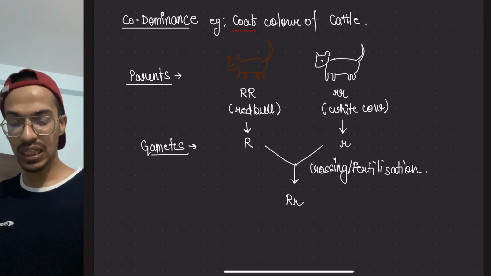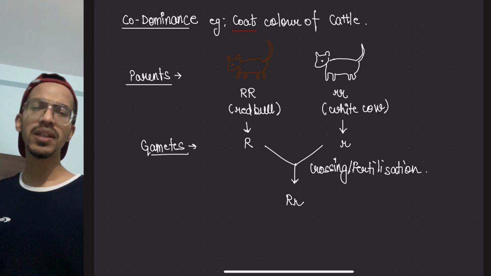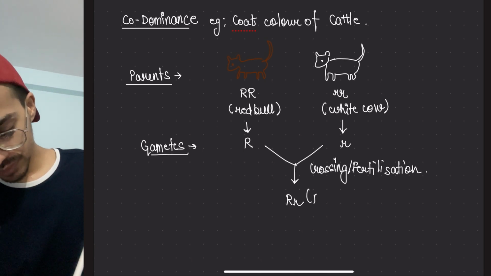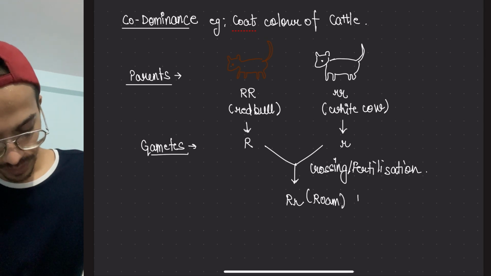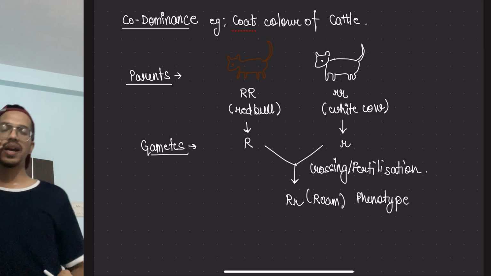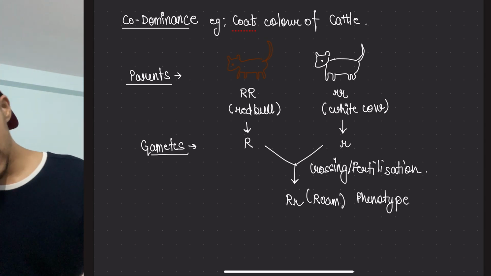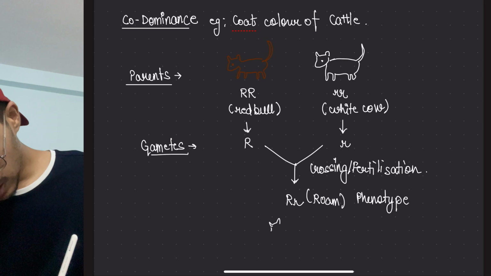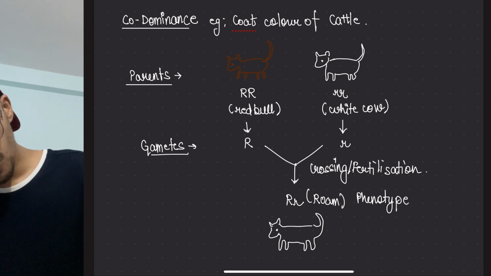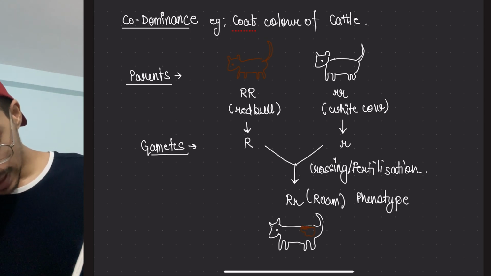So according to that, there should be a red color. But that never happened. The phenotype will be patches of white and red. The organism, like the calf that will form, the baby that will form, will have white color also, and this color also. So for example, I am giving the colors like this.